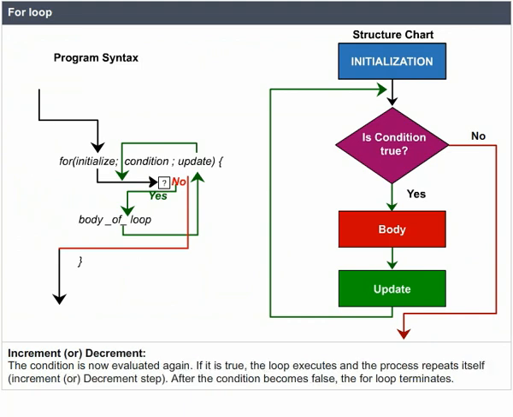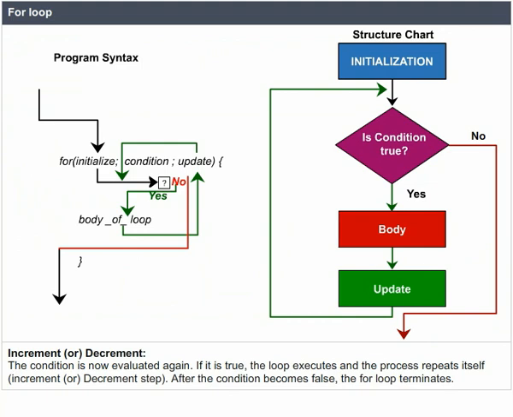Increment or decrement. The condition is now evaluated again. If it is true, the loop executes and the process repeats itself. Increment or decrement step. After the condition becomes false, the for loop terminates.